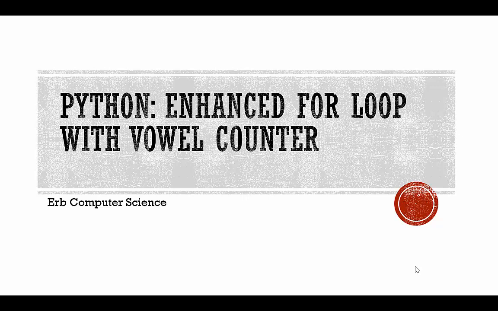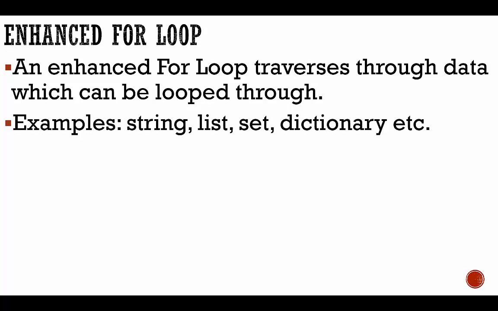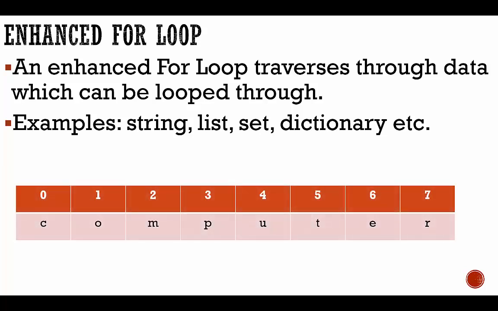In this video, we're going to take a look at an enhanced for loop in Python and build a vowel counter. So an enhanced for loop traverses through data which can be looped through. An example of this would be a string, a list, a set, a dictionary, anything that has data with certain indexes. Now, "computer" is a string which we're going to use.